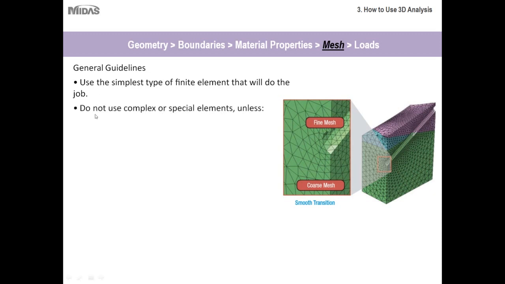Another important thing to remember is don't use complex or special elements unless you're absolutely sure that you need them, and that you fully understand how to use them. I believe in the first course, I introduced you to interface elements, which are used for soil structure interaction. There are also several other special elements that are used for more complex or higher end projects, and we'll discuss those in detail later on. They're extremely useful and used by various engineers. But it's a matter of understanding them before you use them.